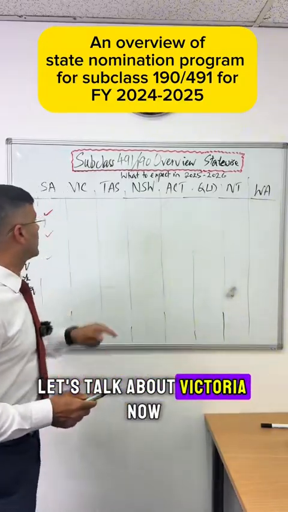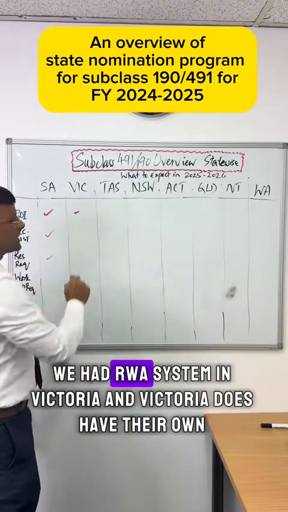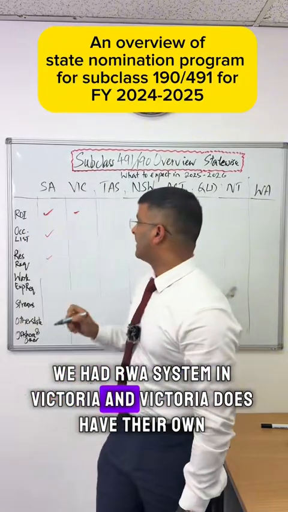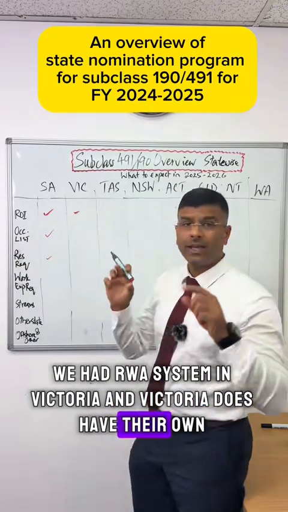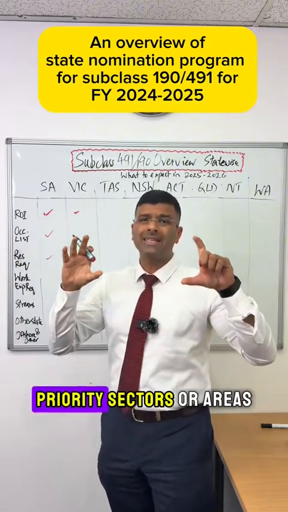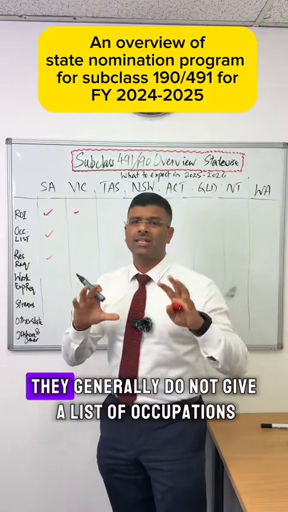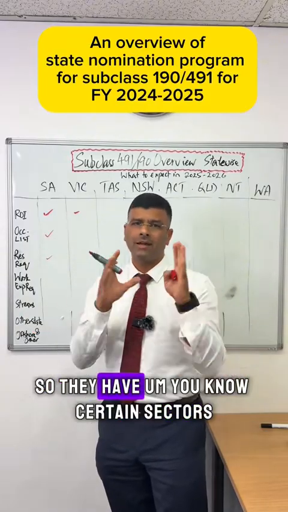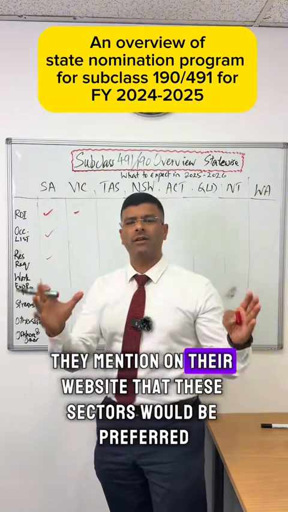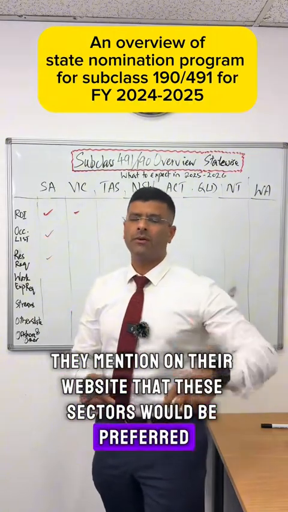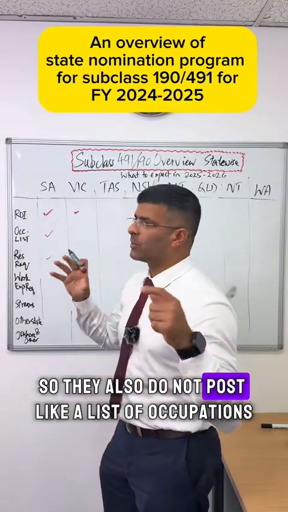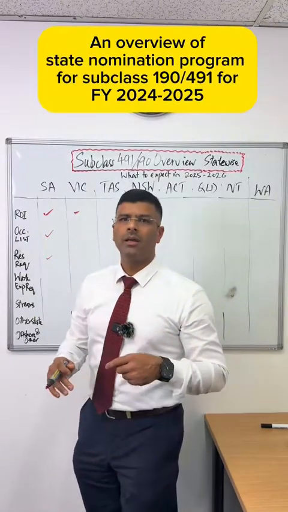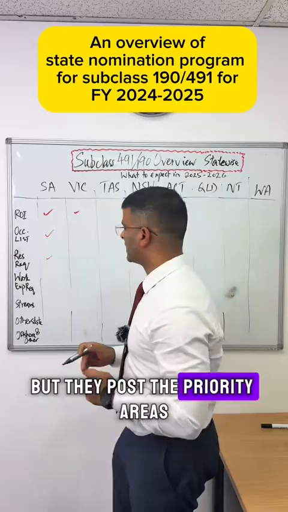Let's talk about Victoria now. So Victoria, again, we had an ROI system in Victoria, and Victoria does have their own priority sectors or areas. They generally do not give a list of occupations. So they have certain sectors they mention on their website that these sectors would be preferred. They do not post a list of occupations, but they post the priority areas.